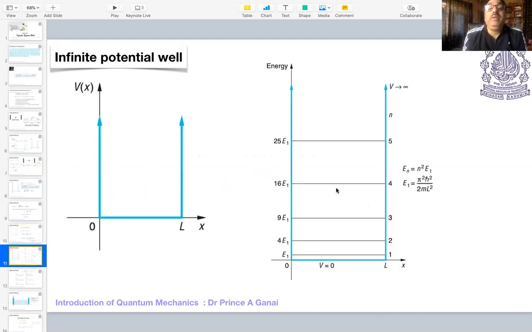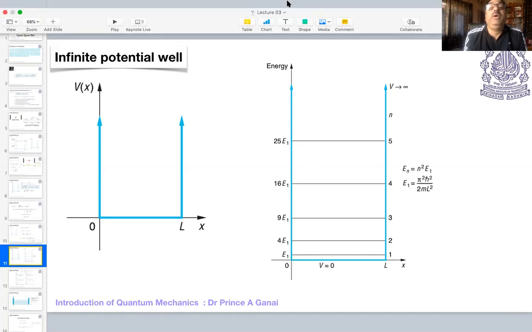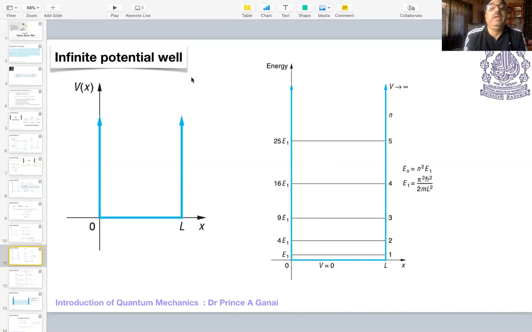Okay, then we can plot these energy values, and you can see the distance between the energy levels is increasing as n is increasing. But there are some very important points to note here. One of them is that the ground energy, or the quanta of energy, is pi square h square by twice L square. This is the minimum energy that the particle is carrying.